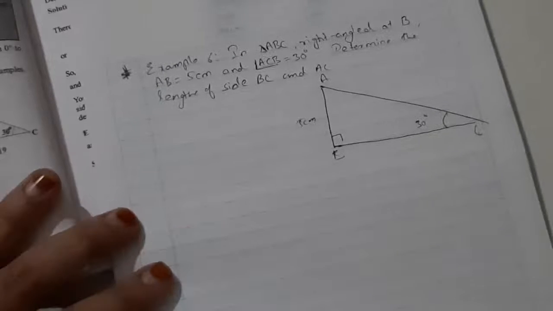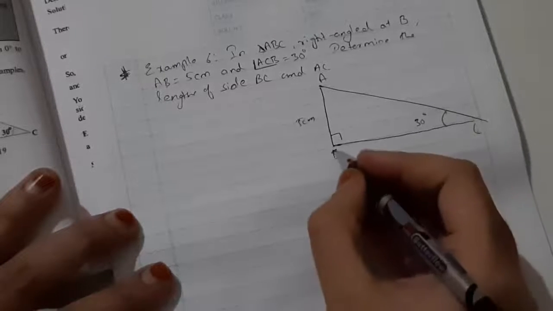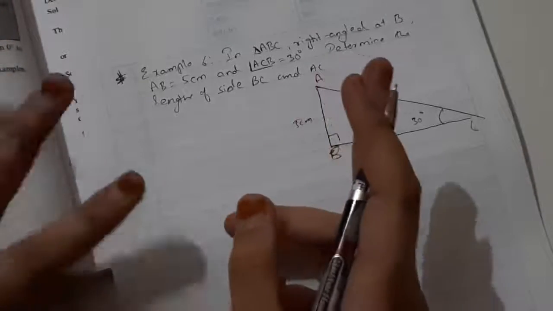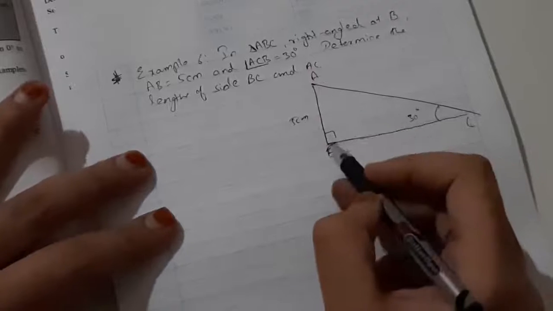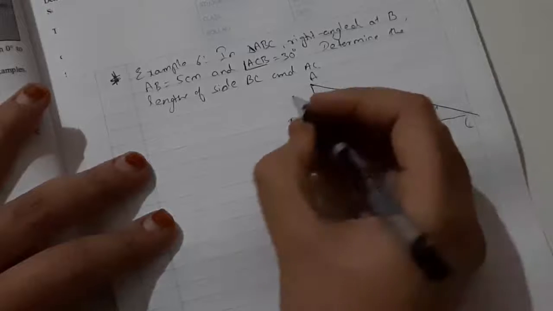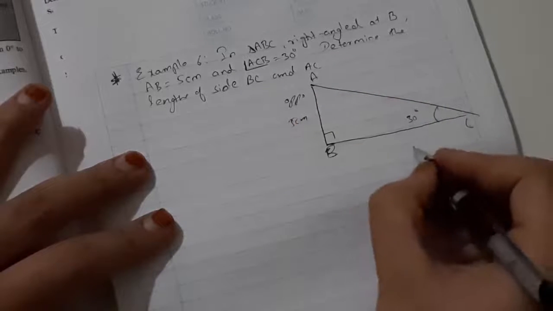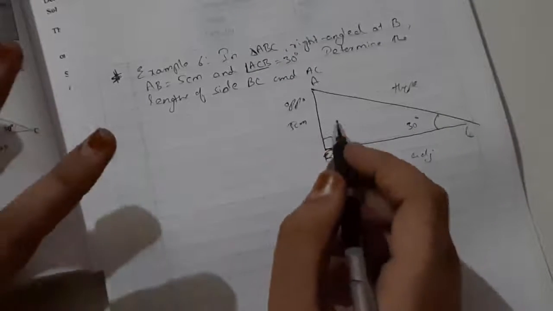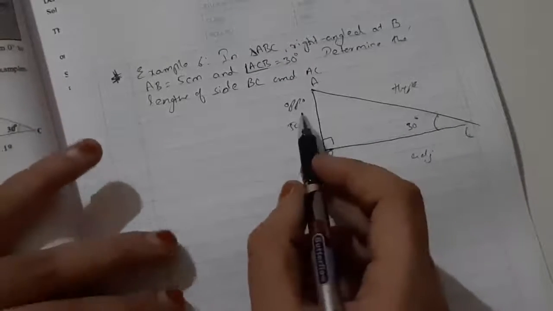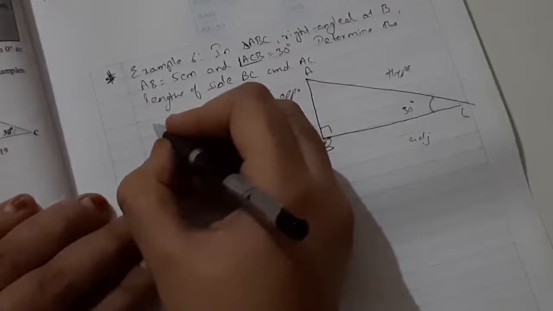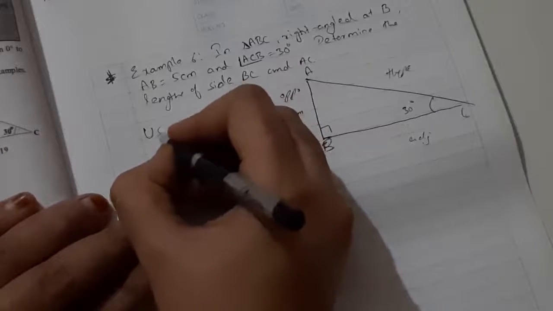Now to find the side BC, we have to use a trigonometric ratio where AB is there and BC is there. See, this is the priority angle. So this is opposite and this is adjacent and this is hypotenuse. Now which trigonometric ratio can we use? We can include both opposite and adjacent. It is tan.